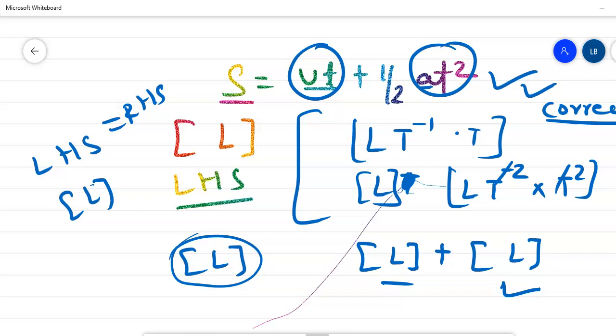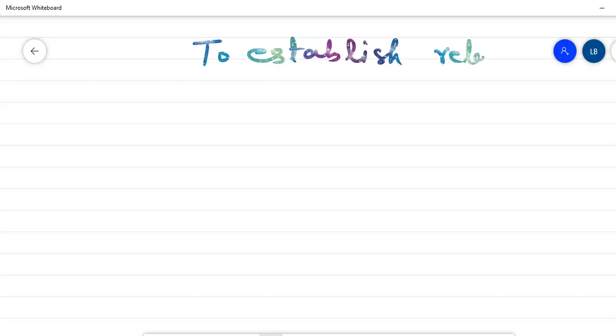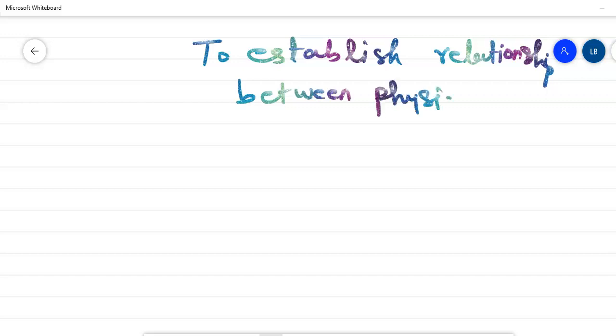So what is your third application? The third application is again to establish a relationship between physical quantities.